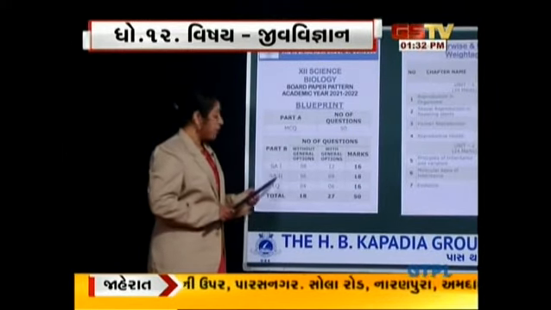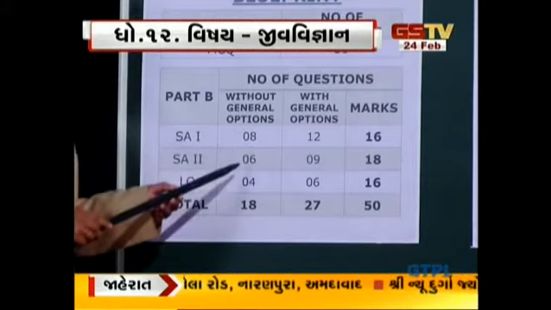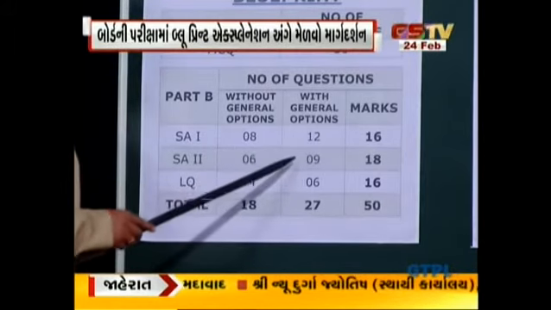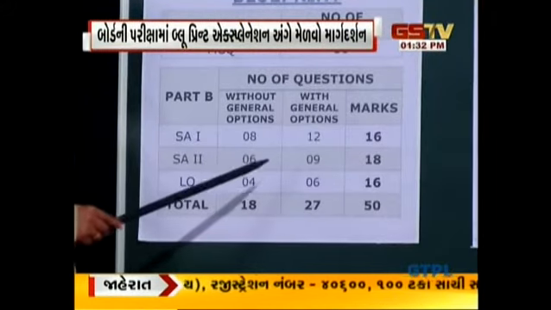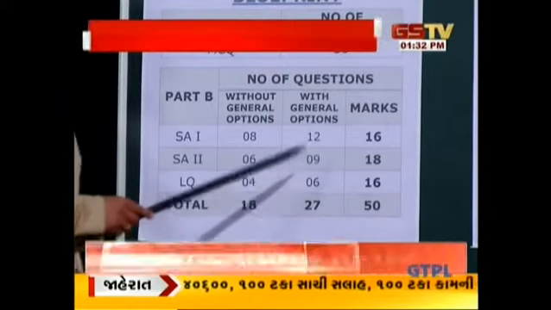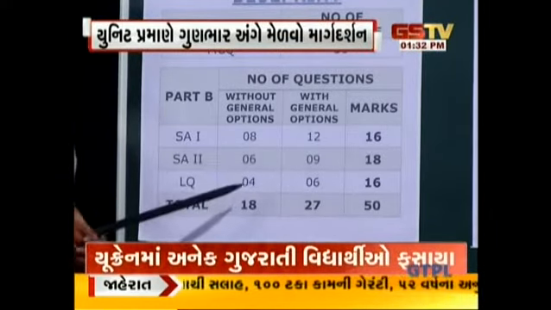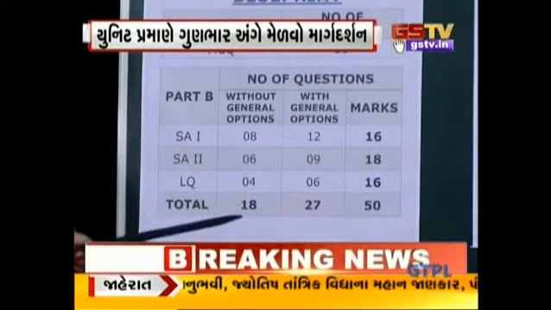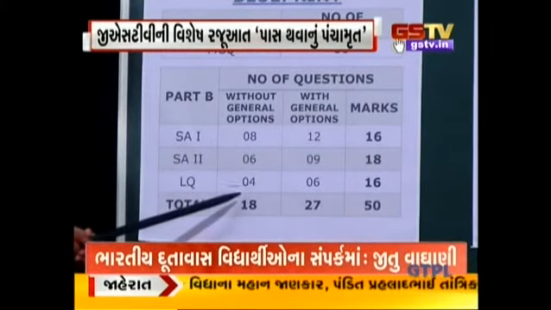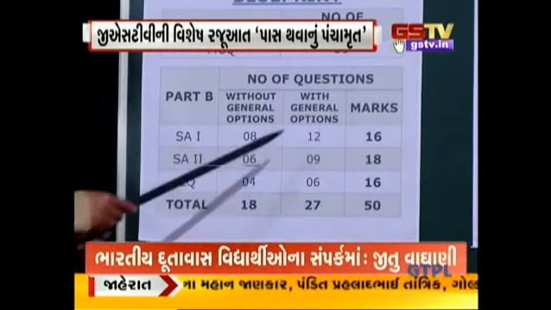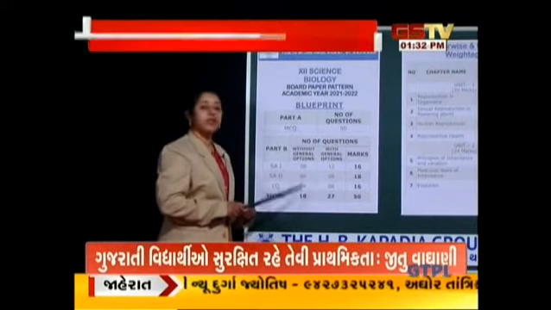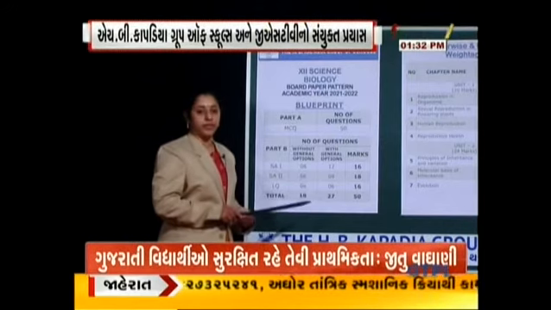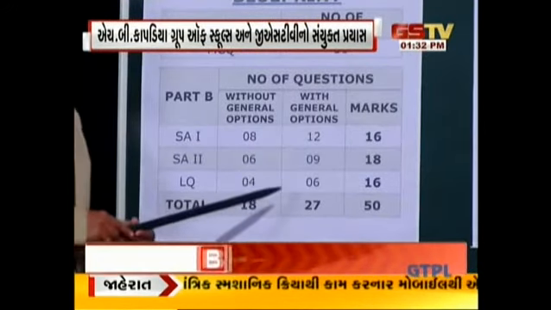Now short answer question 2. Here without general option there are 6 questions and with general option there are 9 questions. Each question carries 3 marks and total 3 into 6, there are 18 marks. So that means out of the 9 questions you have to write only 6. Now the third one is long answer question. Each question carries 4 marks. Without general option you will get 4 questions and with general option you will get 6 questions. That means out of 6 you have to write any 4 answers in which you are more comfortable and more confident. And the total allotted mark is 4 into 4, 16.